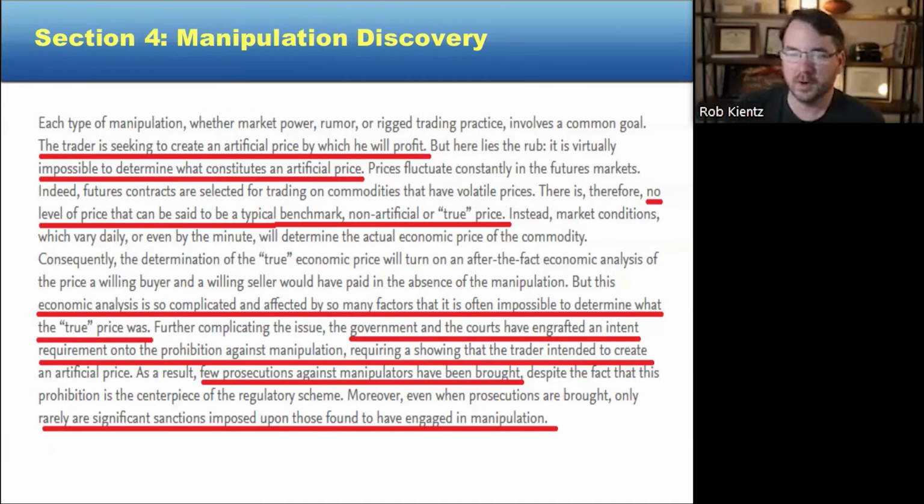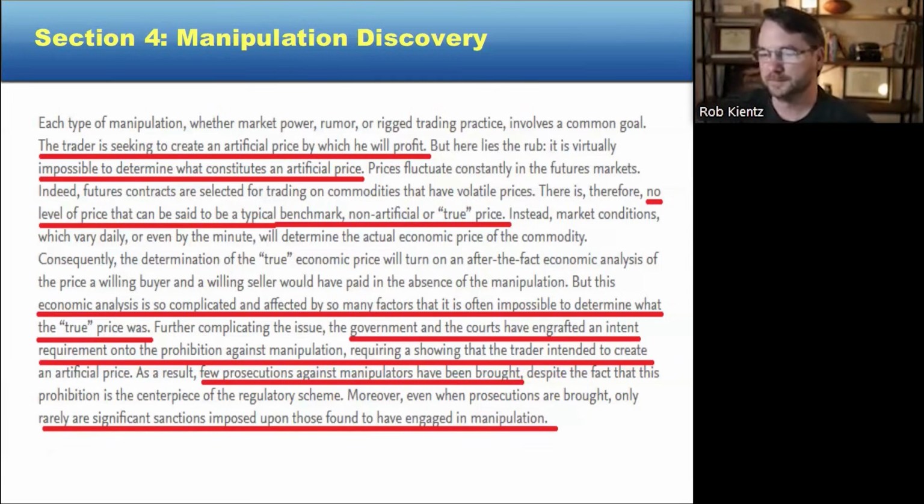Therefore, there is no level of price that can be said to be a typical benchmark, non-artificial or true price. That's probably why that last study couldn't determine what affected prices, because of the volatility of the market and the traders that trade it for their own personal benefit. You see, gold and silver long-term trends, yes, can be affected by fundamentals, but this is proof positive that the traders determine where the markets go, and the biggest traders have undeniably the most effect on that.